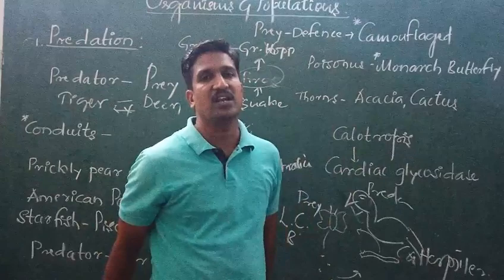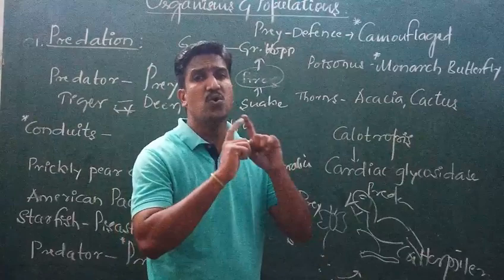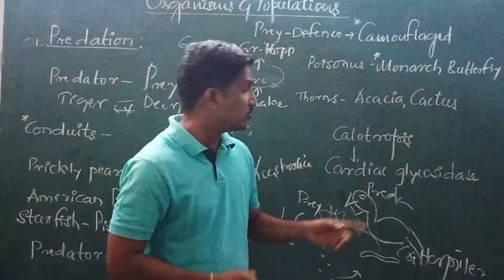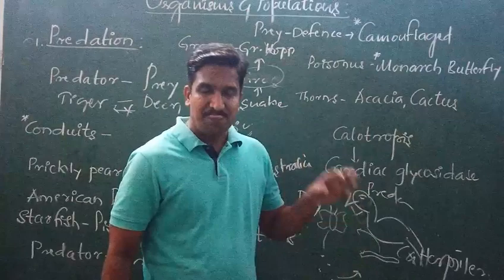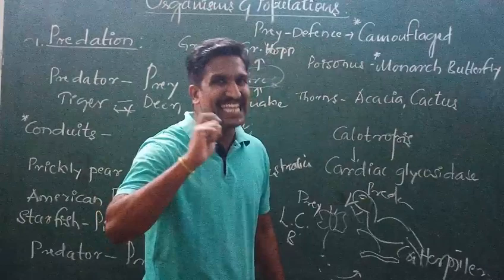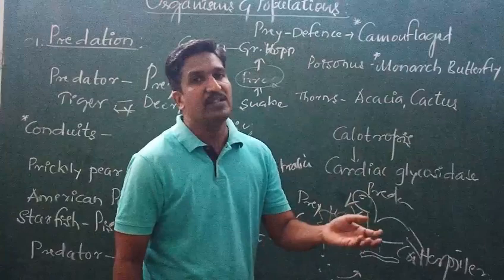No animal is going to be browsing this Calotropis. Why? Because this Calotropis is secreting a milk-like material, that milk-like material containing cardiac glycosidase. Cardiac glycosidase is a chemical present in that milk. When that enters into the body, cardiac arrest will take place. Heart attack will happen.